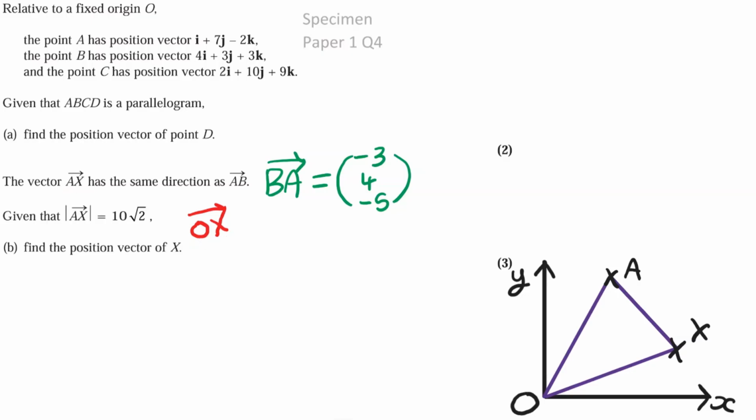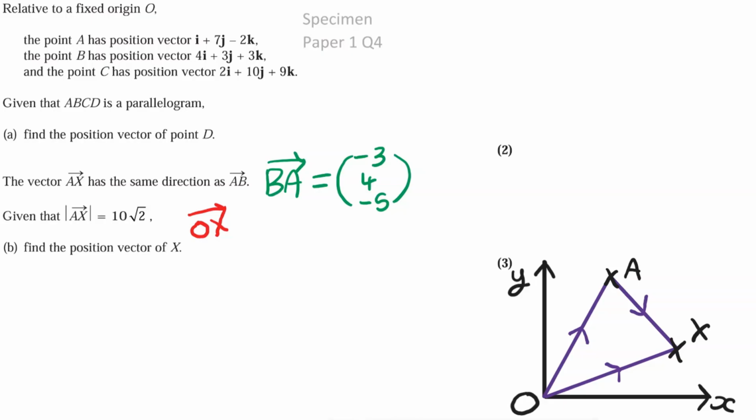So I've drawn on the points A and X, okay? So we have the vector AX that is going in this direction here. Then we have the position vector of X, which is going from O to X, and then we're also going to have the position vector of A, which is OA, okay? So we need to find OX, okay? So we need to find the vector going from O to X, okay?